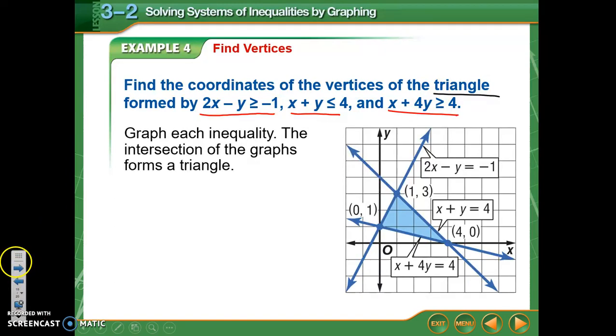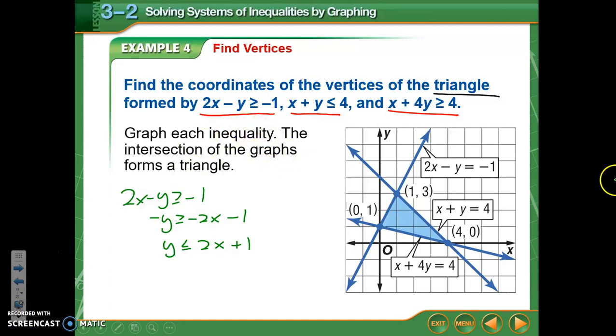So we're going to graph each inequality. Let's just look here real quick at each one. Our first inequality is 2x minus y is greater than or equal to -1. So notice here I put it in slope-intercept form to be able to graph. Be careful because here I got -y is greater than or equal to -2x minus 1. And when I divided everything by -1, it switched to less than. So that's this inequality here, a y-intercept of 1 and a slope of 2. And if I shaded this one, it would be shaded below the line in this direction.